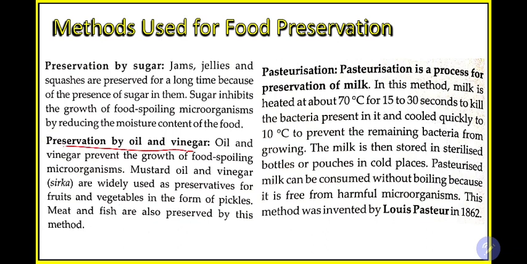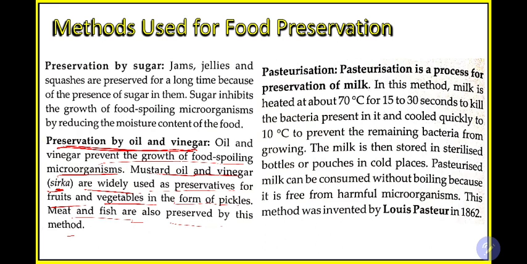Then preservation by oil and vinegar. Oil and vinegar are also used for preservation. Oil and vinegar prevent the growth of food spoilage bacteria. Mustard oil and vinegar are widely used for preservation of fruits and vegetables in the form of pickles. Meat and fish are also prepared by this method. So you have known that oil and vinegar preserve food.